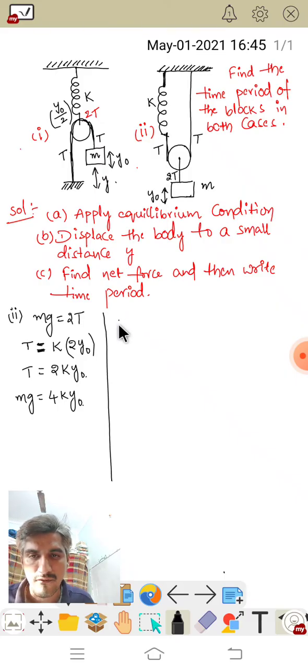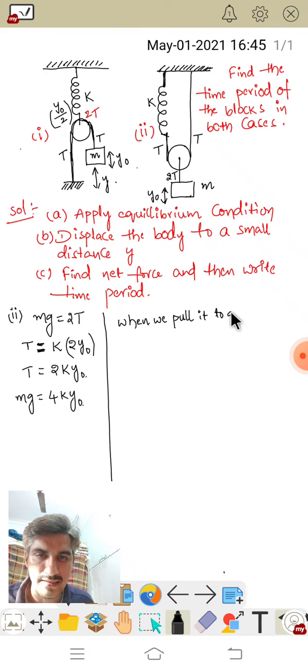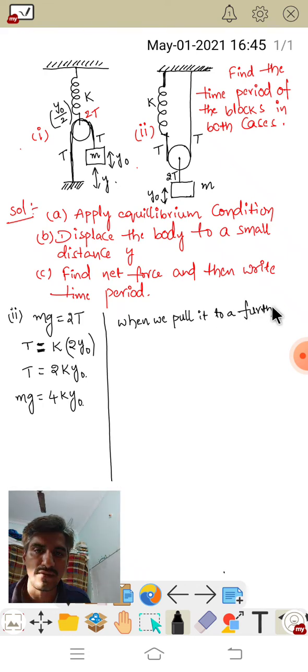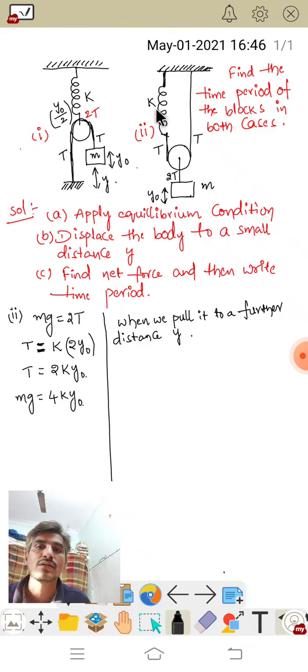That is, when we pull it to a further distance y downwards, what will be the elongation in this spring? Suppose if it is y naught, then it is 2 y naught. If it is y naught plus y, then it is 2 into y naught plus y. Am I right or not? Then the elongation in the spring is 2 into y naught plus y.